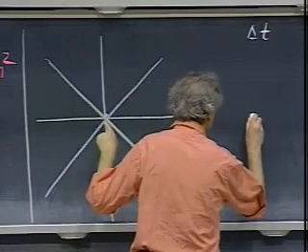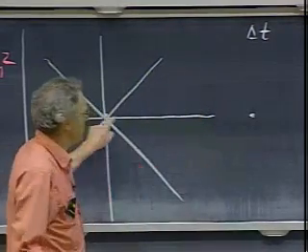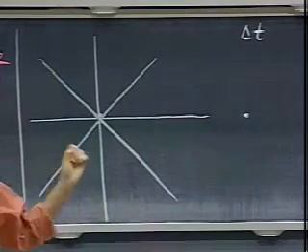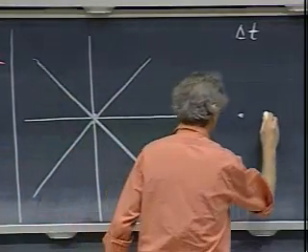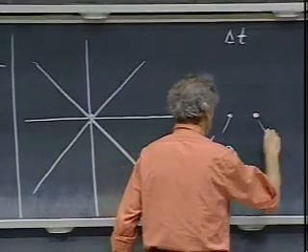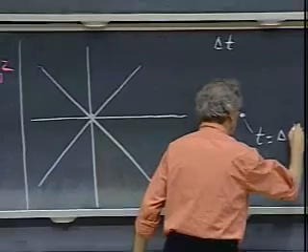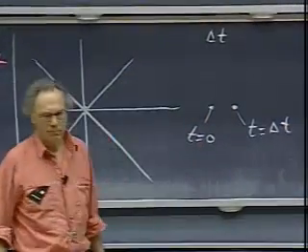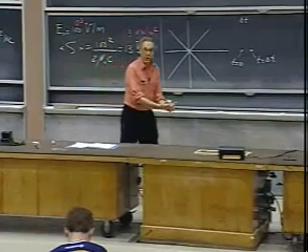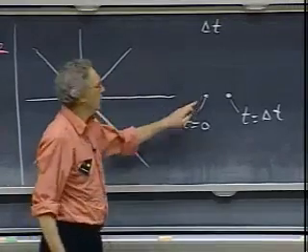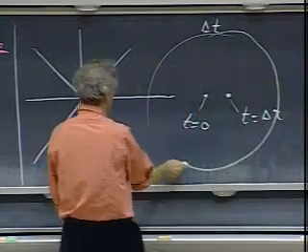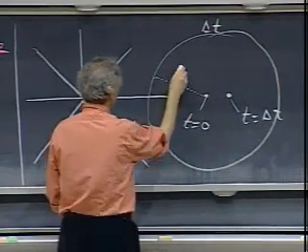I redraw this. This point is the same as this point here. I accelerate it, and delta t seconds later, it happens to be here. So this is t is 0, and this is t equals delta t. And now I'm going to draw a circle. It should actually be a sphere, three-dimensionally, about this point. And here is that sphere. And this sphere has a radius c delta t.